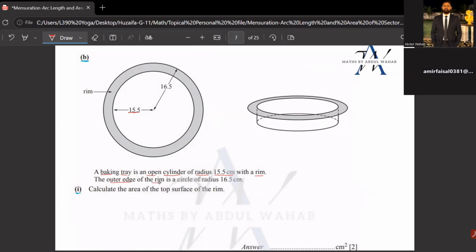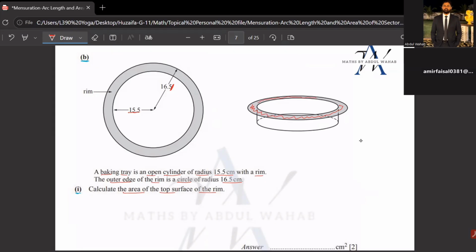The rim is a circle with outer edge radius 16.5 centimeter. Inner radius is 15.5 centimeter. The rim has a width of 1 centimeter. You need to find the area of the top surface of the rim. Top surface of the rim means you need to find the area of this shaded region. They are discussing about the area of the shaded region.